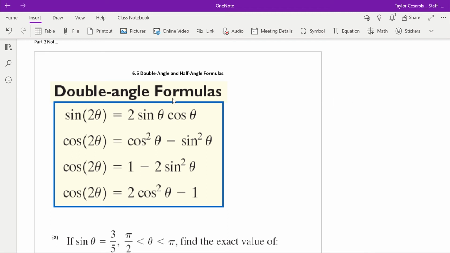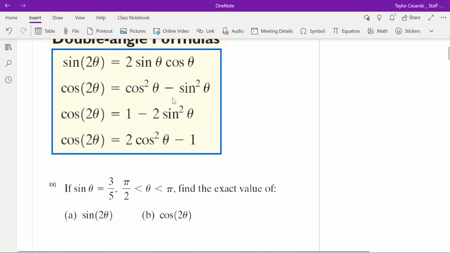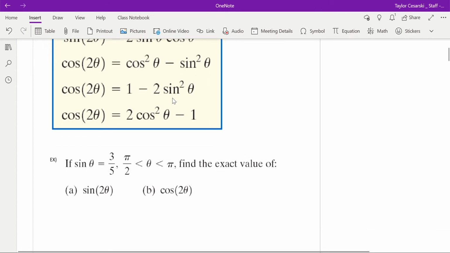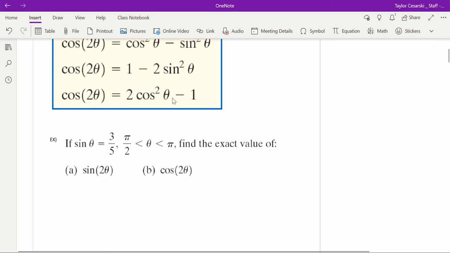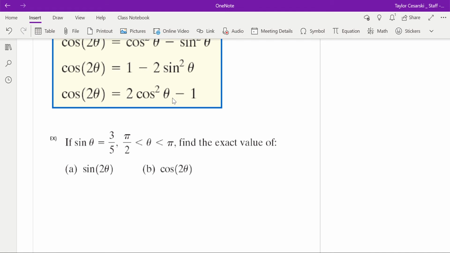Alright, hey guys, so today we're going to talk about 6.5, the double angle formula. So what if I have, instead of sine of theta, sine of 2 theta or cosine of 2 theta? What we're going to start with is, if I give you sine of theta equals 3/5 and I give you where it is, find the exact value of sine of 2 theta and cosine of 2 theta.